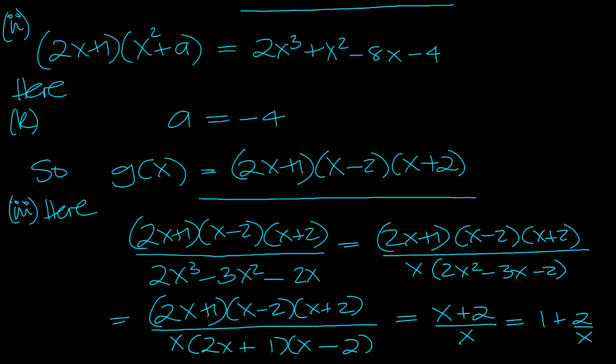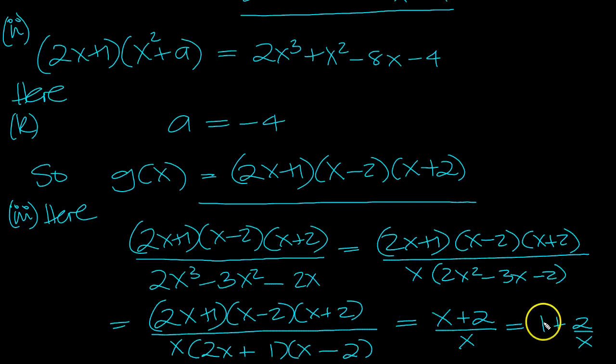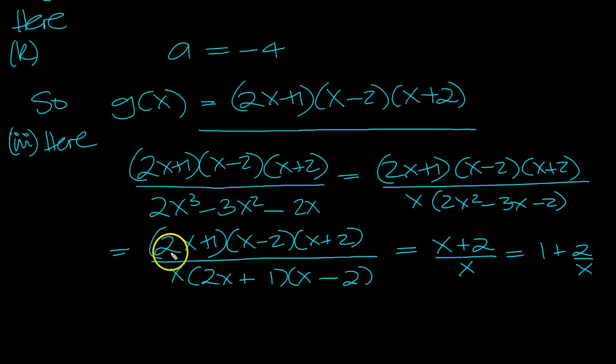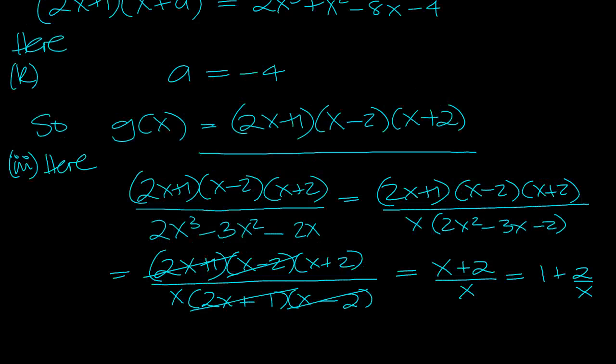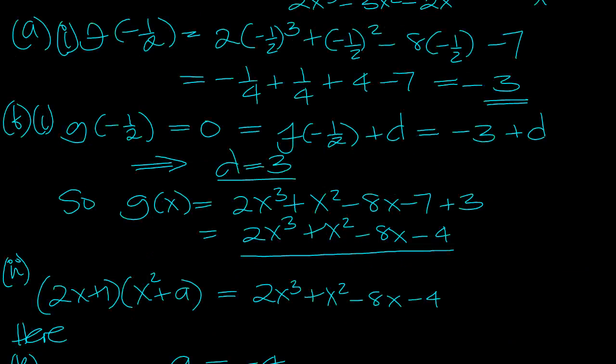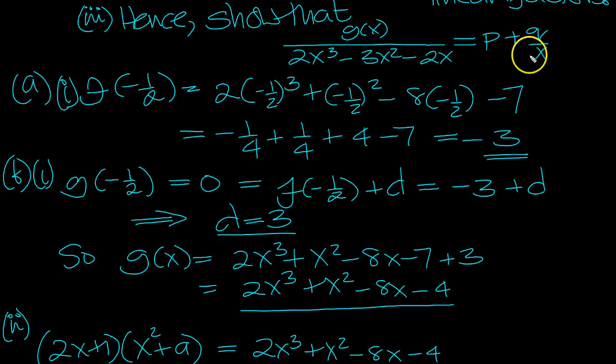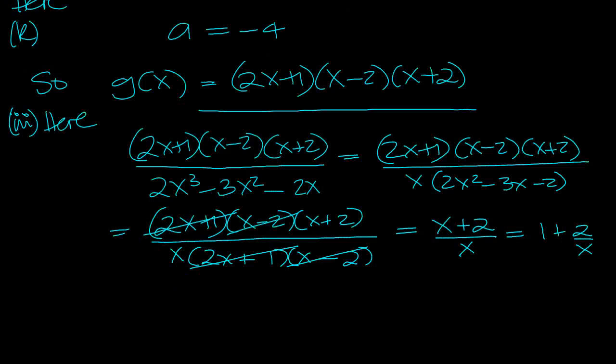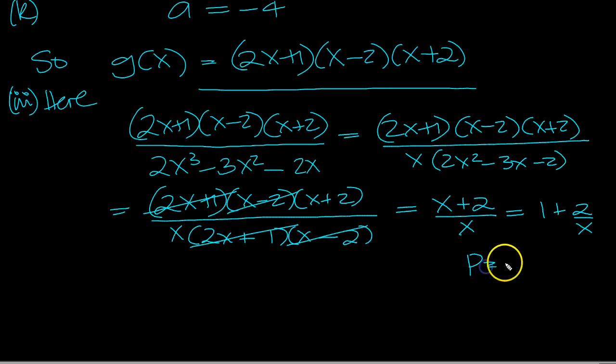So let's go back to our original. I split the fraction up here. x over x is 1, and then plus 2 over x. Just split the fraction up. These cancelled because they were common. This one and this one here. So we're just left with x plus 2 over x. So let's just go back up, check the question. So that was nice and straightforward. p plus q over x. So we can write down p and q, where p and q are integers. So p is 1. q is equal to 2. And they're integers.